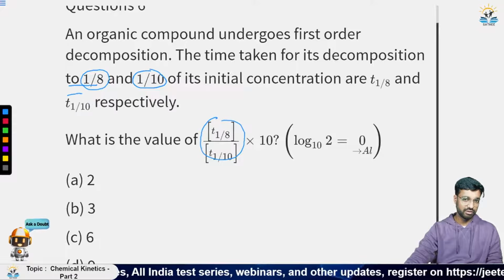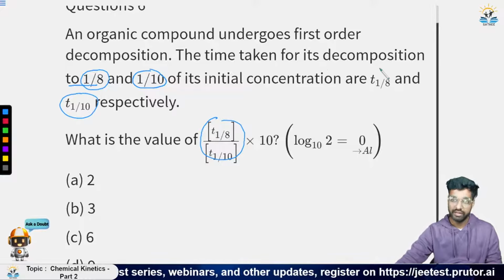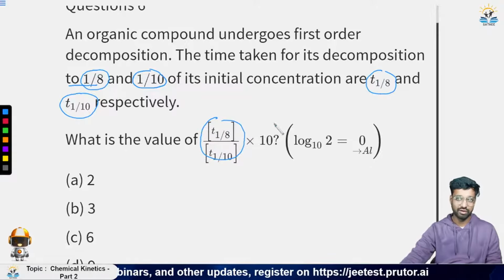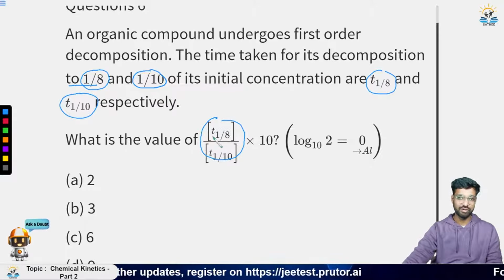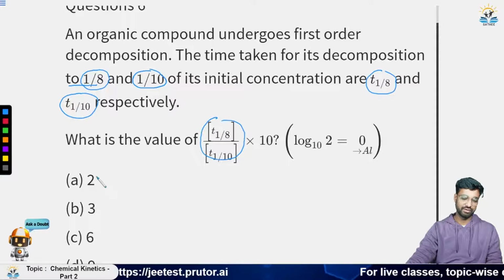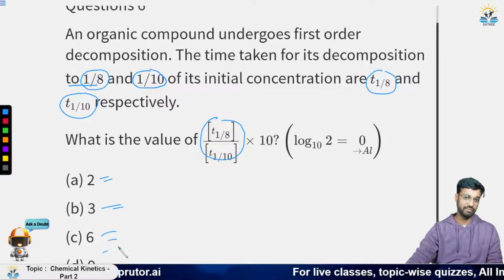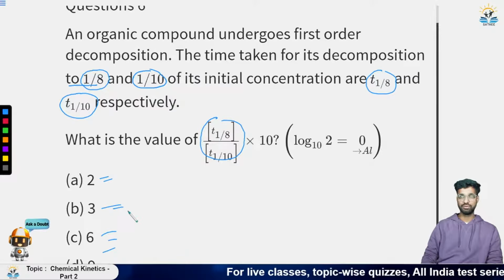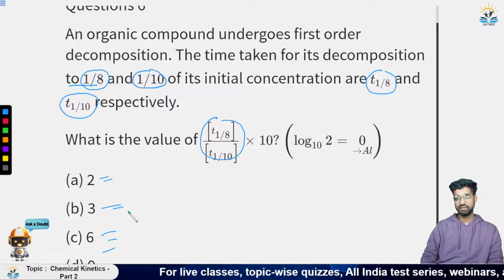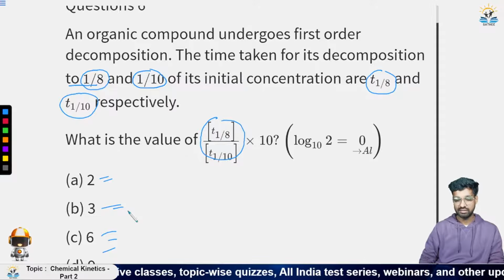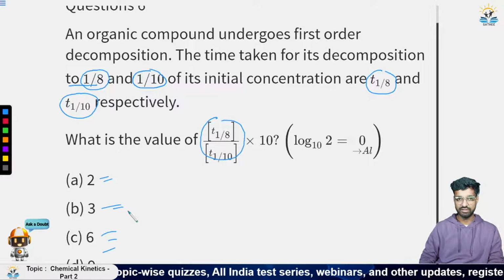So for both, this is T 1 by 10 and T 1 by 8. Now you have to find the value of T 1 by 8 to T 1 by 10 into 10. Okay, so you have to find this value. These are the 4 options. You can just put this thing and find the value of k, then equate both these equations and get your answer.